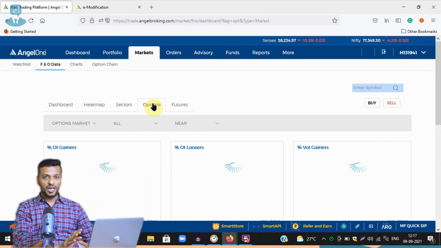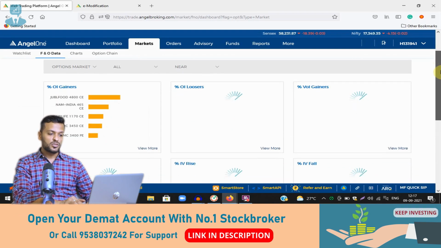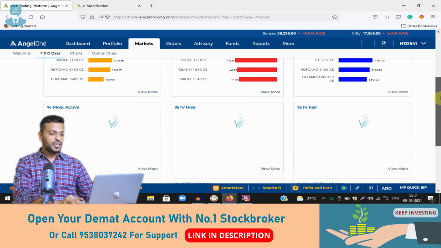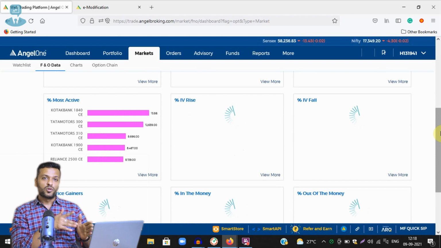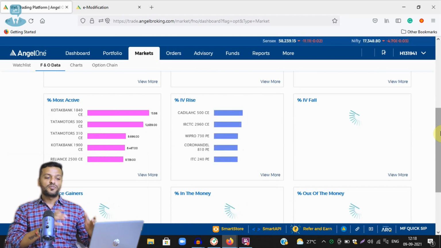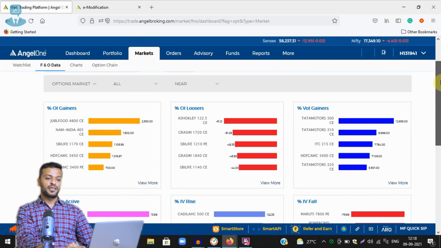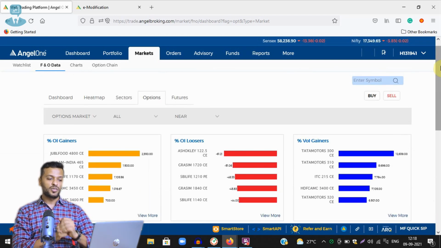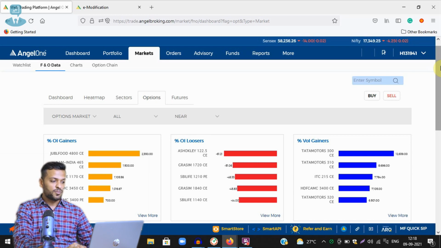The option tab is a very interesting one. Basically it shows you the option gainers, option losers, and the volume gainers in the options market. Also every data can be seen here: percentage, the most active option contracts, which option contracts' intrinsic value is on a rise, and whose intrinsic value is on a fall. Each and every data can be analyzed here. So you don't have to buy expensive data from the market to be able to see it. Everything has been put here. It's available at free cost to all the users of the Angel One platform.